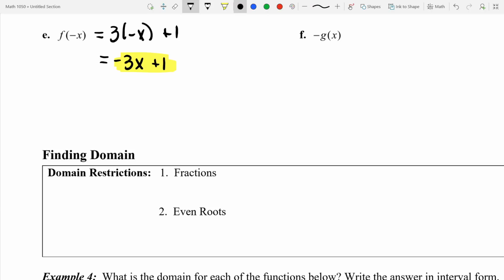Negative g of x. It means write down your g of x and do what to it? Multiply everything in by negative, which is going to change all the signs. But I want you to go negative parenthesis, then write down your g of x. And now in the next line, I want you to change all the signs.